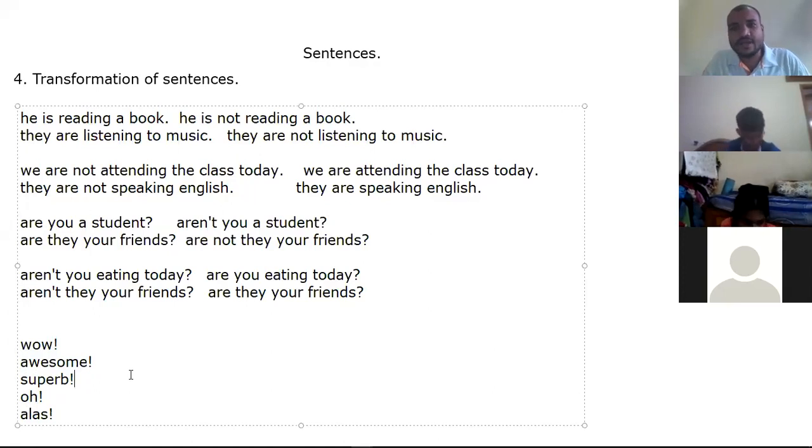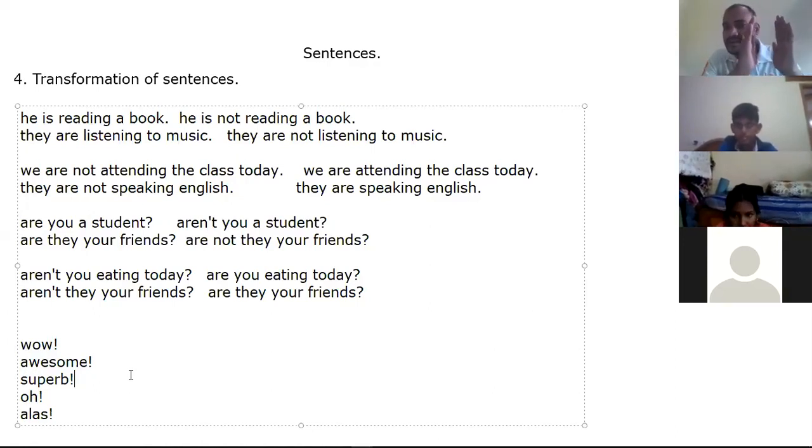So exclamatory sentences are generally formed with interjections. All exclamatory sentences are generally formed with interjections. Clear?